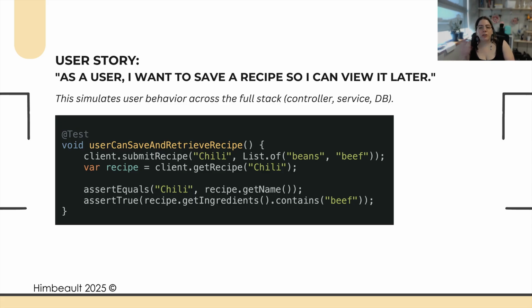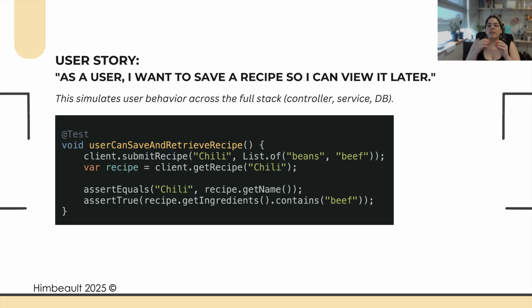So, for example, as a user, I want to save a recipe so that I can view it later. This will simulate user behavior across the full stack, right? So this means we need to make sure that we can save the recipe, it goes through the controller, the service, the database, and then I also want to make sure that I can view it later. So that would be us actually going to get the recipe from the database as well. So this acceptance test is testing the whole story, not just the save piece, not just the view something in the database piece, but all together.